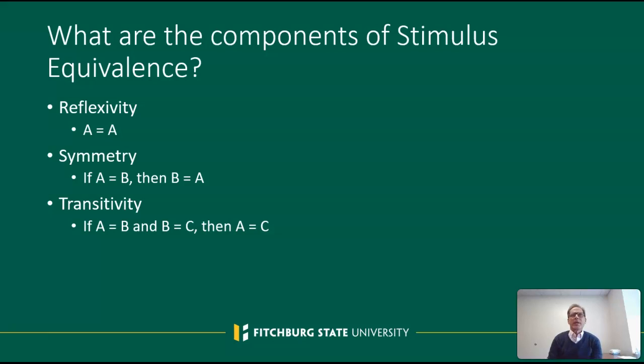There are three components of stimulus equivalence, and three things that we're looking for with stimulus equivalence. The first is reflexivity, which is essentially identity matching, which is A equals A, to be able to match that sample. Next, we've got symmetry, which is if A equals B, then B equals A. And third, the critical test for stimulus equivalence is transitivity, which is if A equals B and B equals C, then A equals C. And we'll get into each of the three of these in a little more detail.